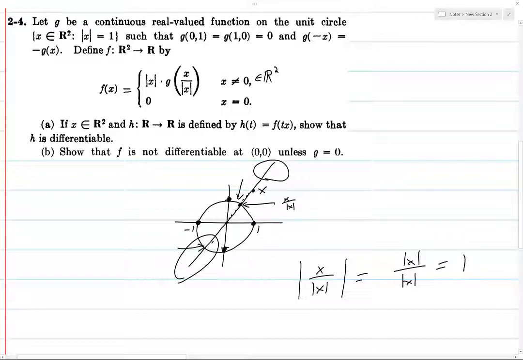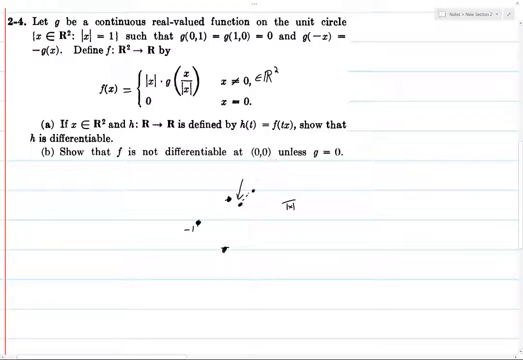Okay, so now that we sort of have a little bit of intuition, we can start getting to the actual problem. So let's see here. If we choose any particular x and we define a map H in this way, we want to prove that H is differentiable.